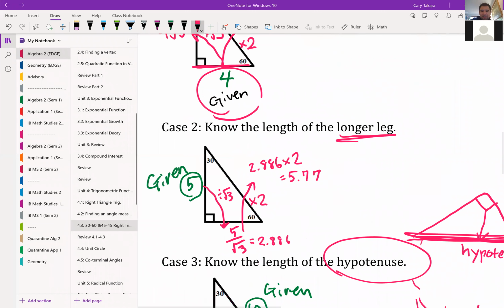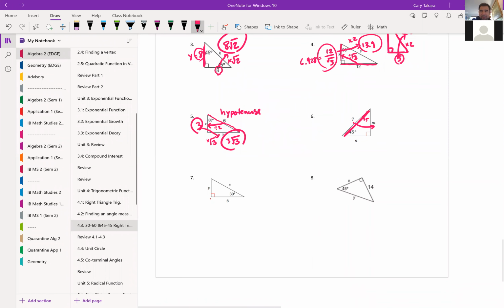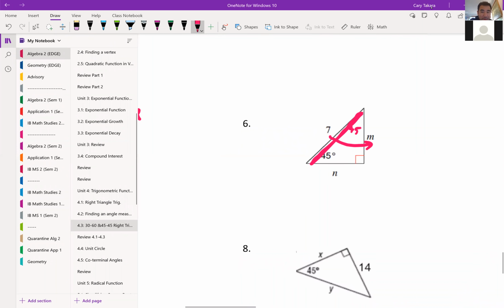So let's get back. The answer will be 7 divided by square root of 2. And since the 2 legs are the same length, the other one is also 7 divided by square root of 2. Okay.